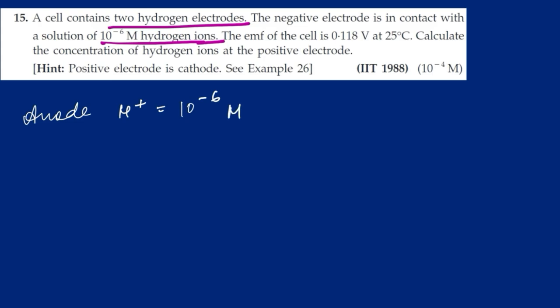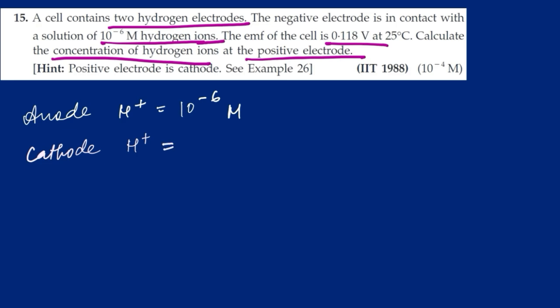The EMF of the cell is 0.118 volt at 25 degrees centigrade. Calculate the concentration of hydrogen ions at the positive electrode. Positive electrode means cathode. So in the question, it is asked what is the concentration of H plus ions at the cathode. Now, EMF of the cell is given as 0.118 volt.